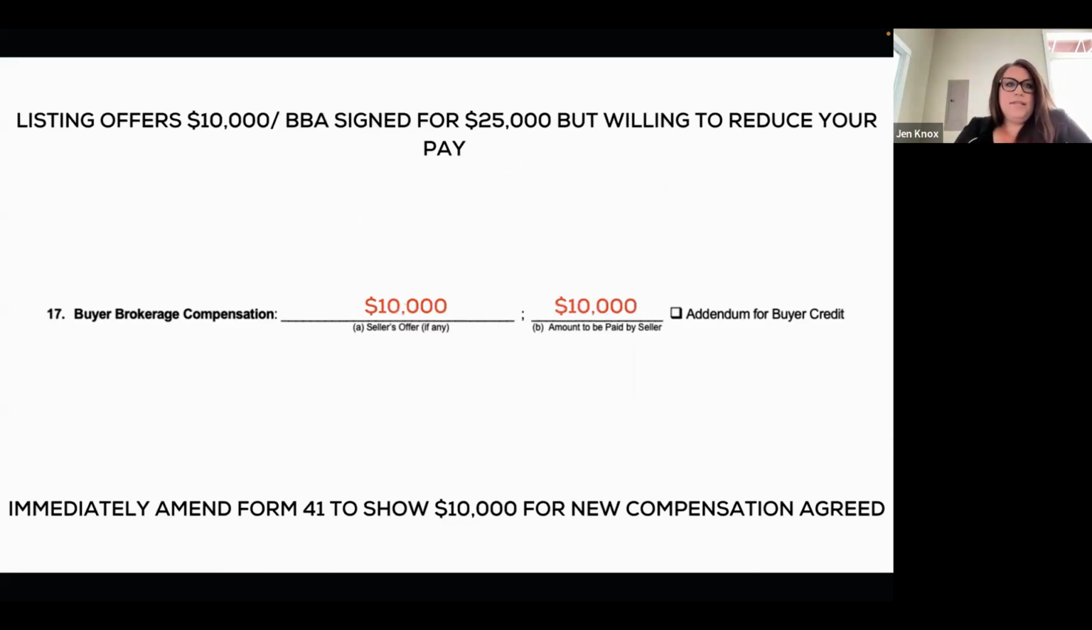So what if the listing offers 10,000? Your buyer agreement is signed for 25, but you're willing to reduce your pay. So you can write in the seller's offer at 10. And if you're willing to reduce your pay to 10,000, you can ask that seller to pay the 10,000. When you do this, though, you should immediately amend your 41 to show 10,000 because we don't want to leave the buyer on the hook for the remaining amount. Nor do we want to stress them out that they might be on the hook if we forget to get that in. So if you do adjust the compensation that your buyer is required to pay, please make sure that's done on the 41 as well.